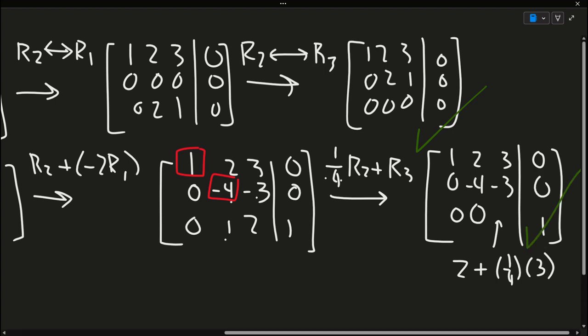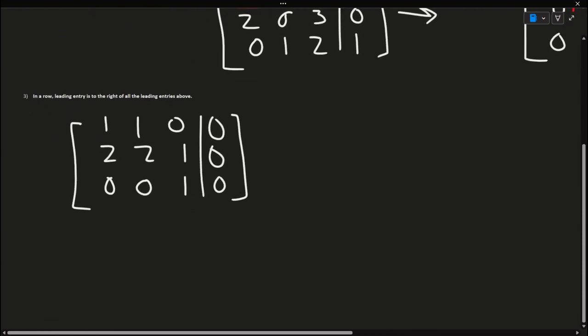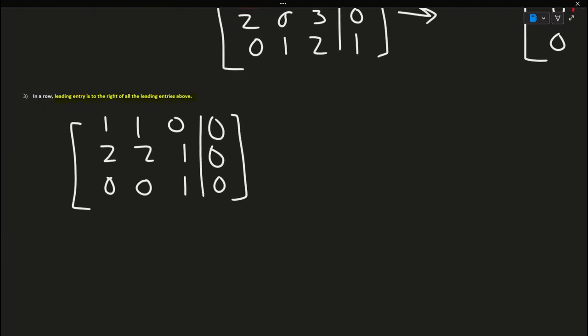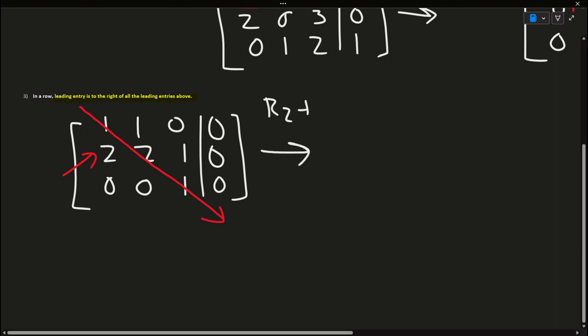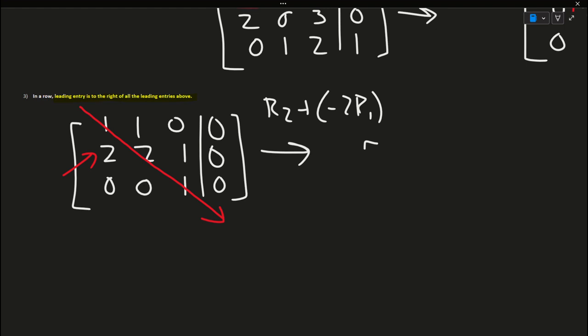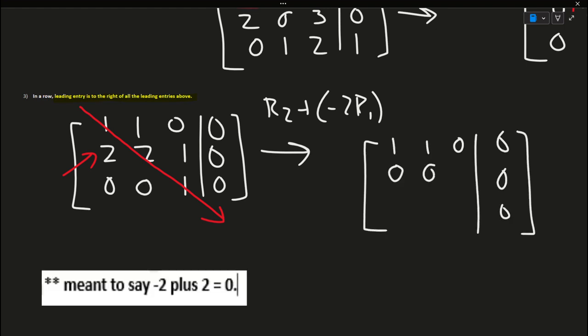That is echelon form. The third condition is that in a row, leading entries are always to the right of the leading entries above. This is what I mentioned before, like a slide going down, like a staircase. See how this red line cuts through the main diagonal? Anything below that main diagonal has to be 0. And in this case, the 2 is below the red line. So how do we get rid of that 2? We're going to multiply the first row by -2, because 2 times -2 is 0.